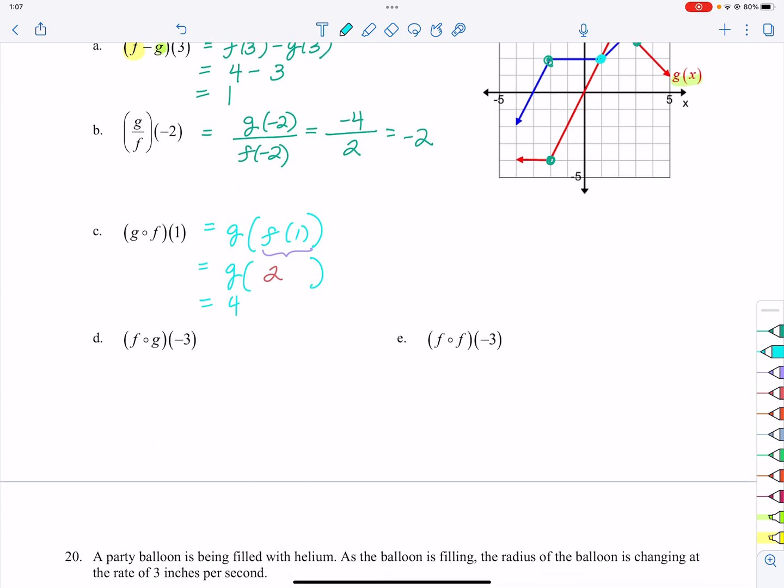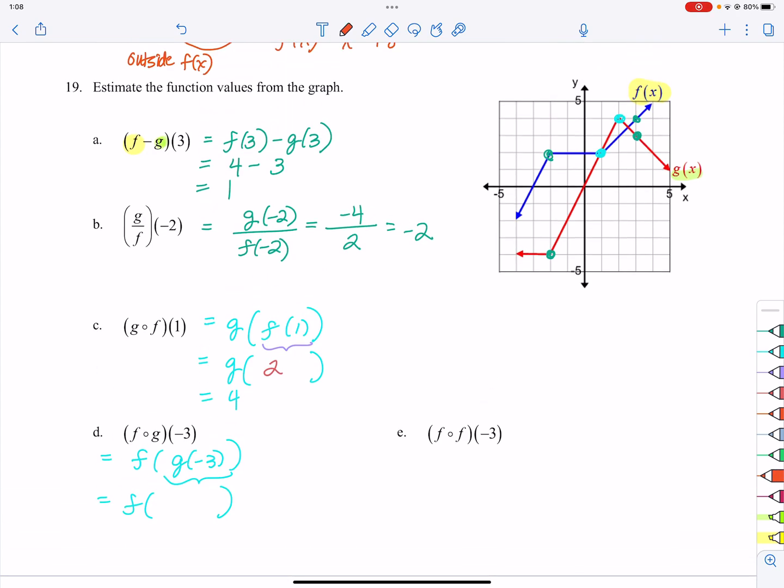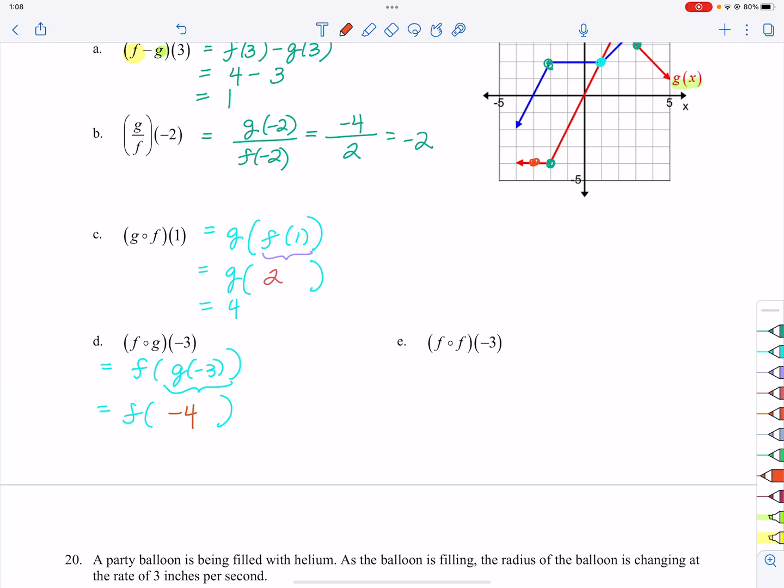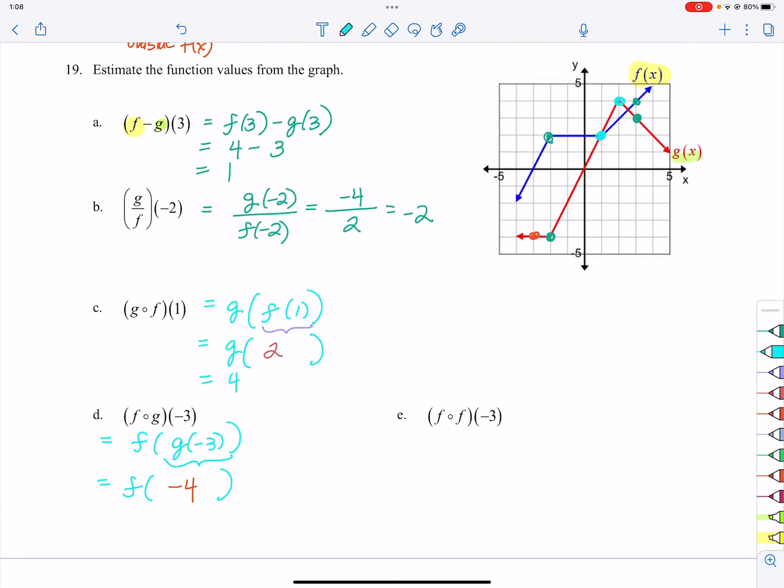Okay? So this is equal to f of g of negative 3. We're going to find g of negative 3 first. So when we go to the graph, we have g at negative 3 is going to be negative 4. And now we'll go to f of negative 4, and that looks like it's going to be negative 2.